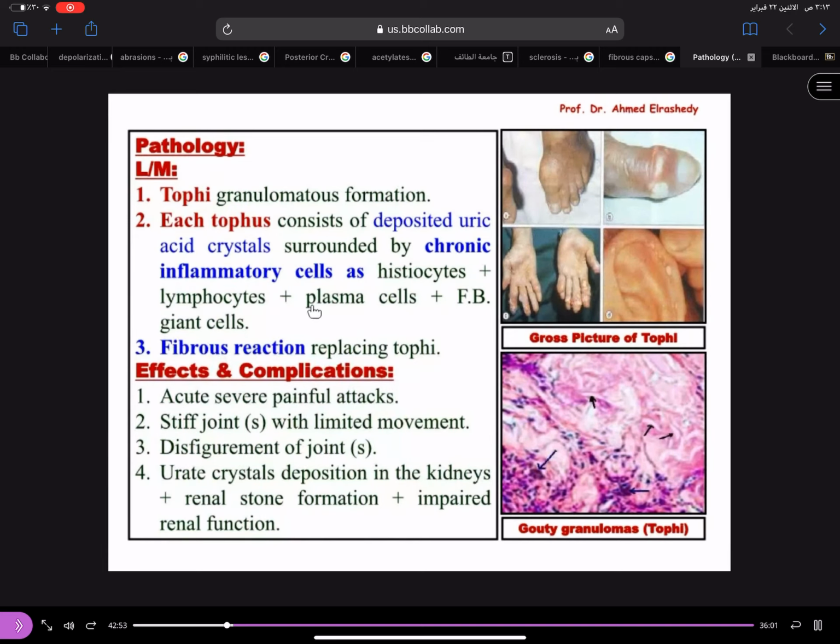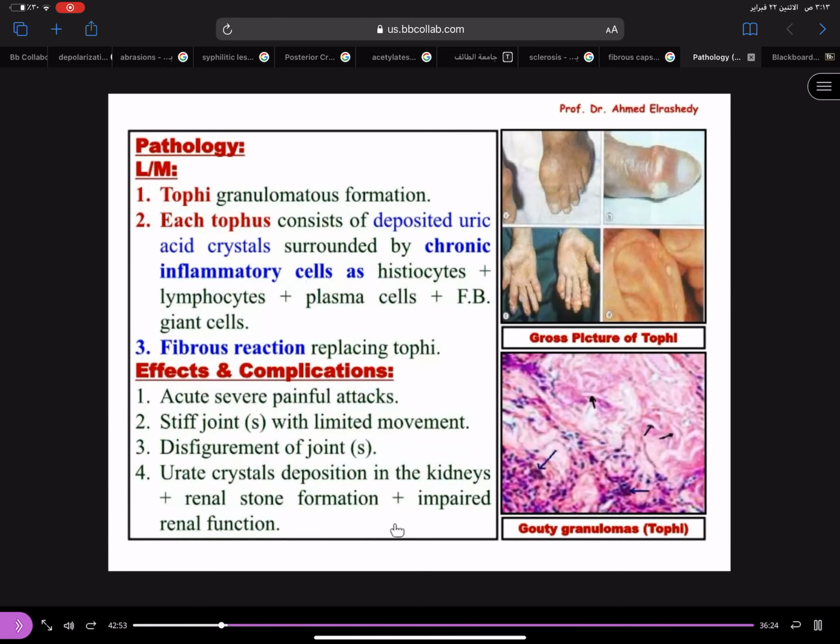Okay, your question is for yes, FB is foreign body giant cells. So it means many macrophages, when they come together, they can form giant cells also. Okay, as it occurs usually in granuloma. So giant cells can be formed if many macrophages come together and join together. So any question for pathology?